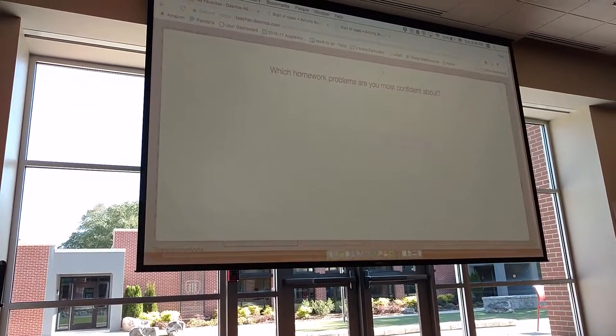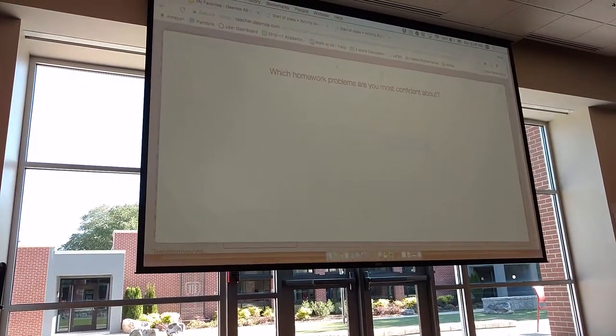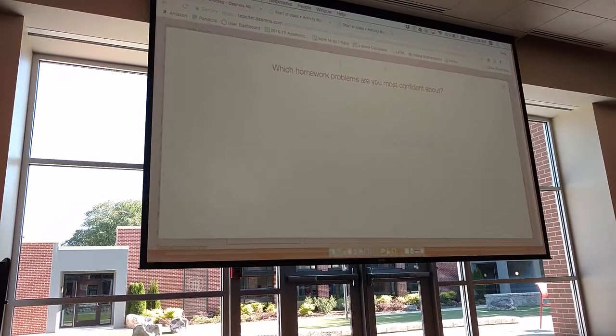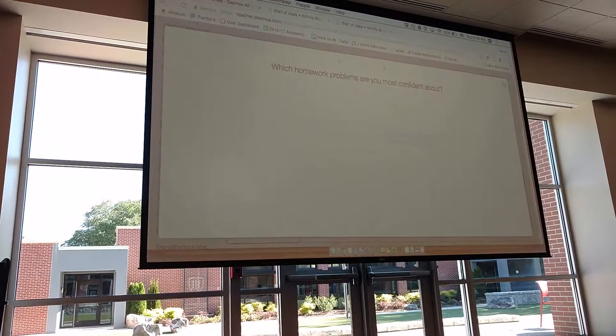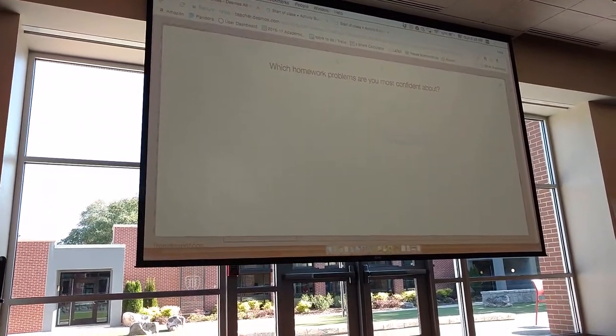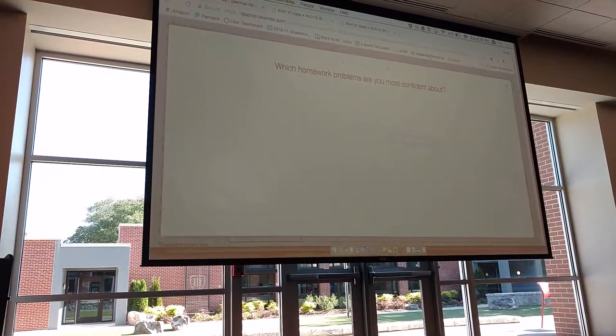I also see which homework problems students are really confident about. This allows me to ask a student, hey, would you please put up your work for number 4? A lot of kids have a question on it, and I see that you're really confident about it. I don't have to wait for students to volunteer. I don't have to try to read their minds. It allows me to have more insights.